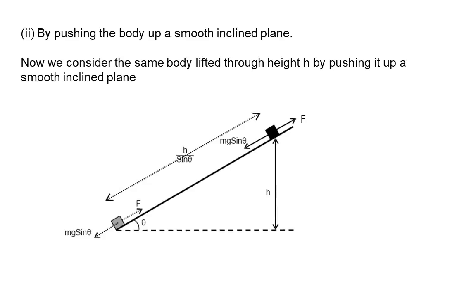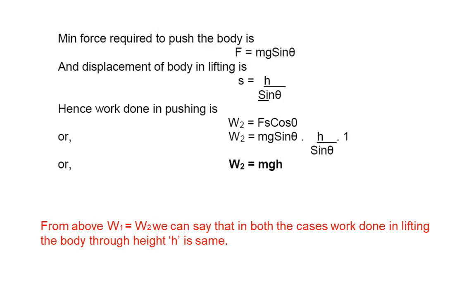And we can calculate the length of the incline. You know that sine theta is the perpendicular upon the hypotenuse. So the hypotenuse, meaning the inclined plane distance which the body will cover, will be equal to h upon sine theta. So the minimum force required to push the body is mg sin theta, and the displacement s, as I have explained, will be h upon sine theta.